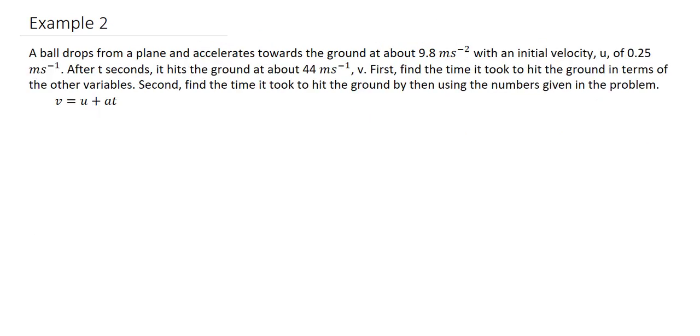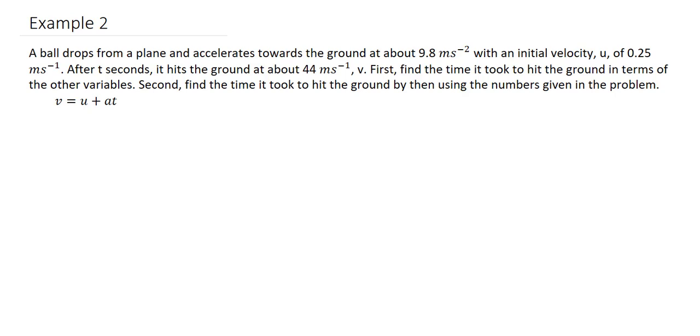A ball drops from a plane and accelerates towards the ground at about 9.8 meters per second squared, with an initial velocity, which is u, of 0.25 meters per second. After t seconds, it hits the ground at about 44 meters per second, which is our v. First, find the time it took to hit the ground in terms of the other variables. Second, find the time it took to hit the ground by then using the numbers given in the problem.